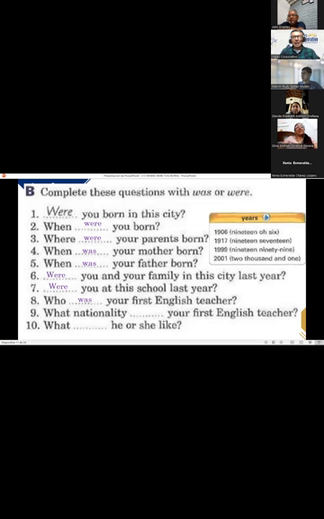He was Mr. Alvarez. What nationality was your first English teacher? Was or were? Was. And what would be the possible answer? He was Salvadorian. He was American. He was Guatemalan, et cetera. And the last one, what was he or she like? She liked. Okay. What was he like or she like? What would be the possible answer?